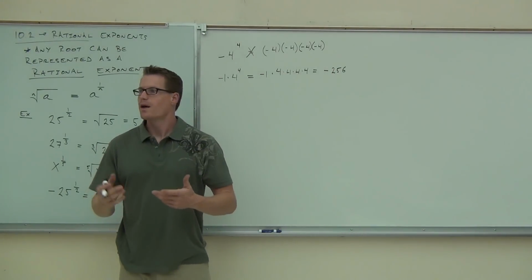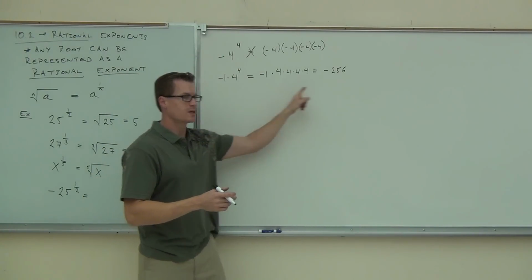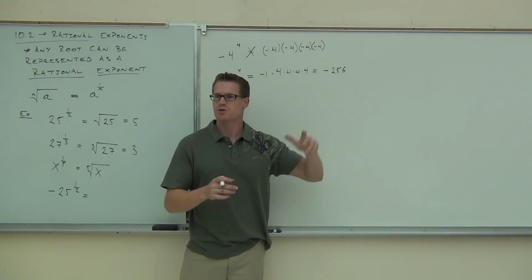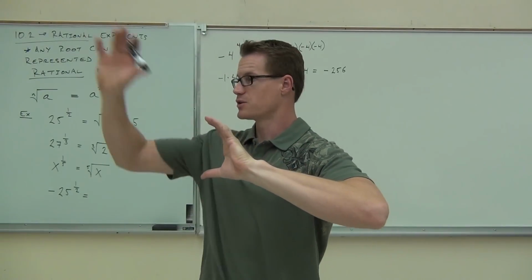-256. So that even though you have a -4 to the 4th power, you're still getting a negative. Are you guys okay with this? Here's what I'm trying to say. Unless your negative is in parentheses, it is not being applied towards that exponent.